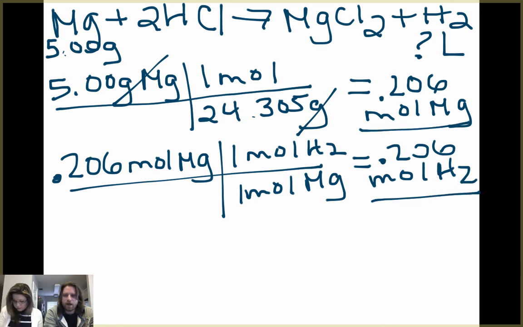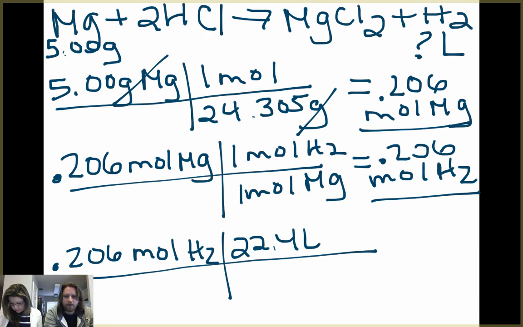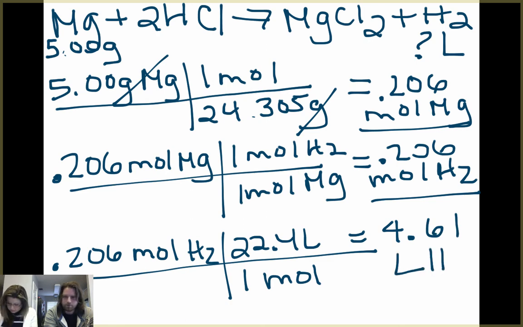But we got one more step to do, and that's to find liters. So we're not doing molar mass anymore. We're doing that molar volume thing. What do we have to do? We have to multiply it by the molar volume of any gas, which is 22.4 liters per mole. And that equals 4.61 liters of hydrogen gas. Of H2. So let me box that because that's our final answer.